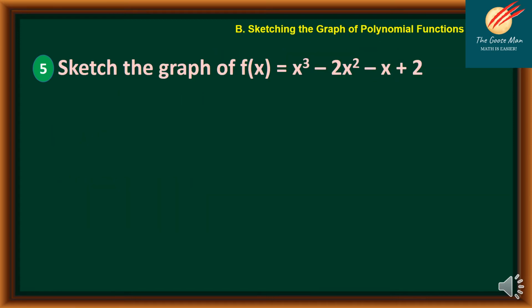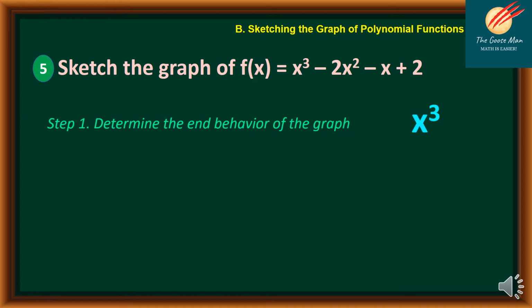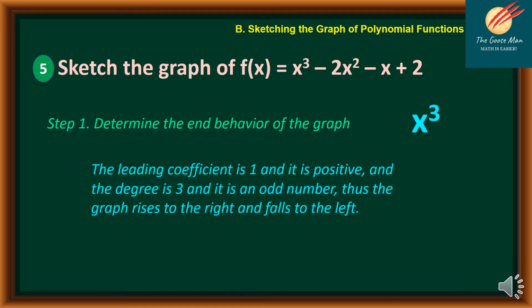Now that we have an idea of the end behavior of the graph, let's move on to sketching the graph of the polynomial function. So let's have an example: sketch the graph of the function x cubed minus 2x squared minus x plus 2. The first step is to determine the end behavior of the graph. So we will take the leading coefficient of x cubed. The leading coefficient is 1 and it is positive, and the degree is 3 and it is an odd number, thus the graph rises to the right and falls to the left.